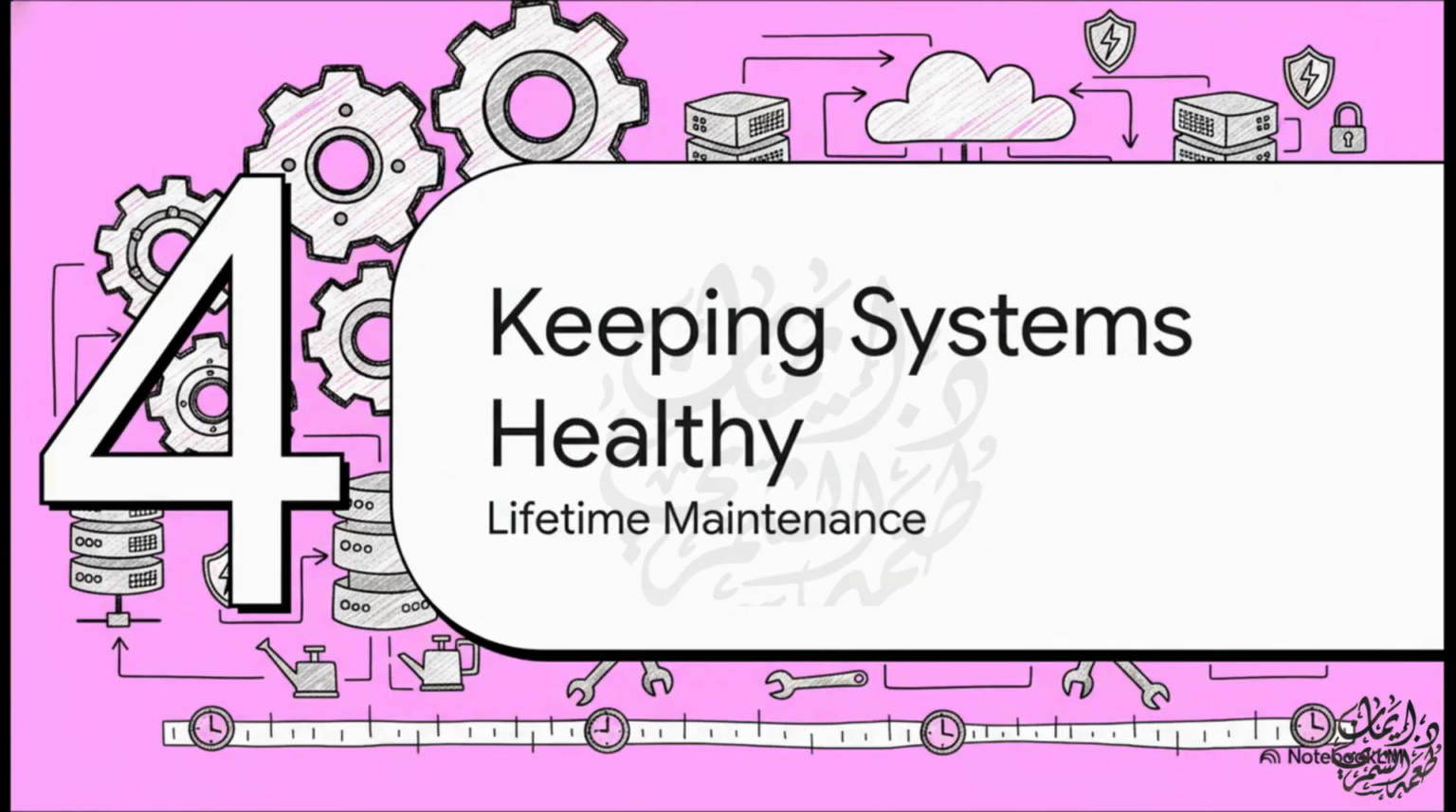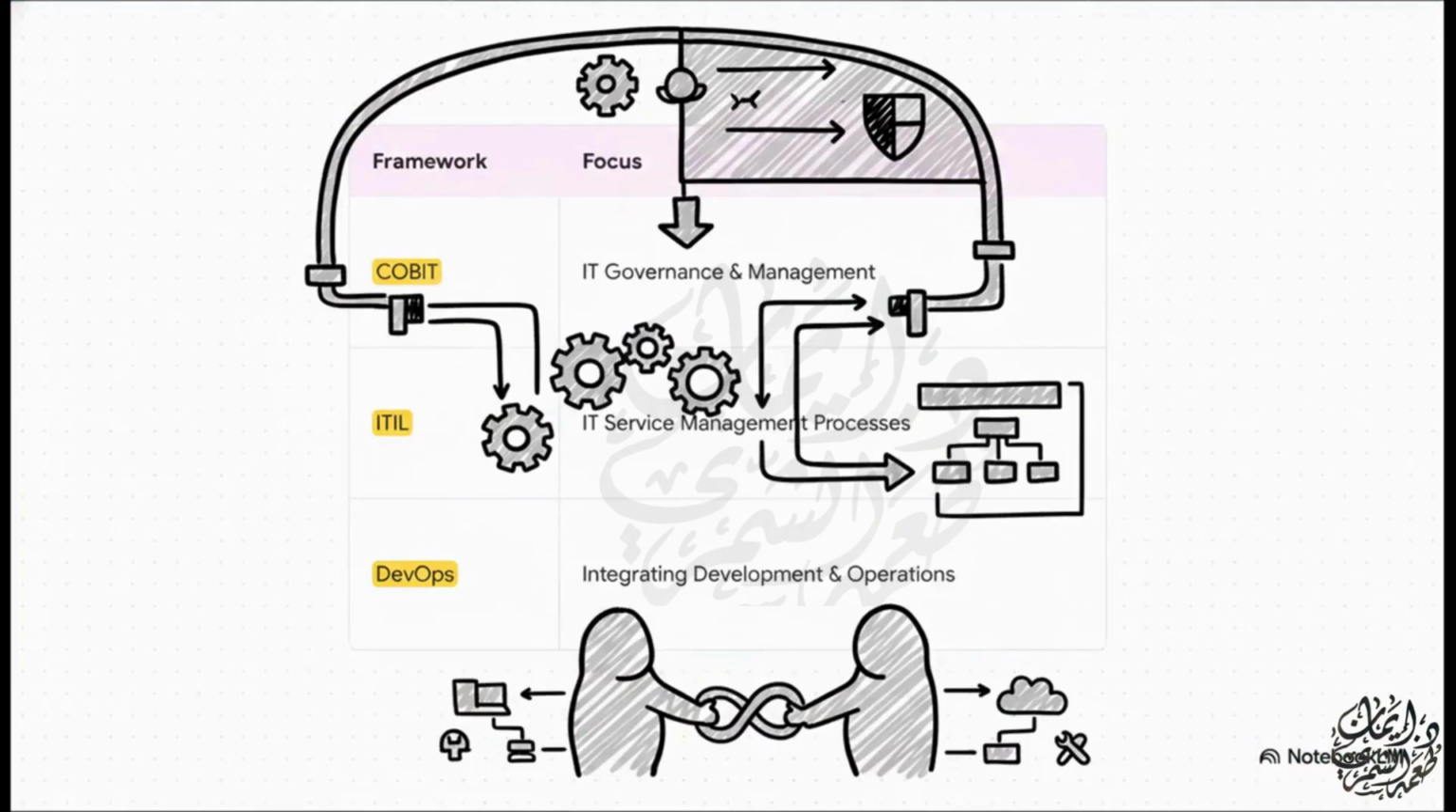So the system is live. The project might be over, but the system's life is just getting started. Now we're entering the longest and, you could argue, the most important phase, the day-to-day grind of keeping everything running smoothly. Now this isn't just chaos, it's managed using some really well-established frameworks or playbooks. You've got COBIT for the high-level governance, ITIL for the nitty-gritty service management processes, and DevOps, which is all about bridging the gap between the people who build the code and the people who have to run it.